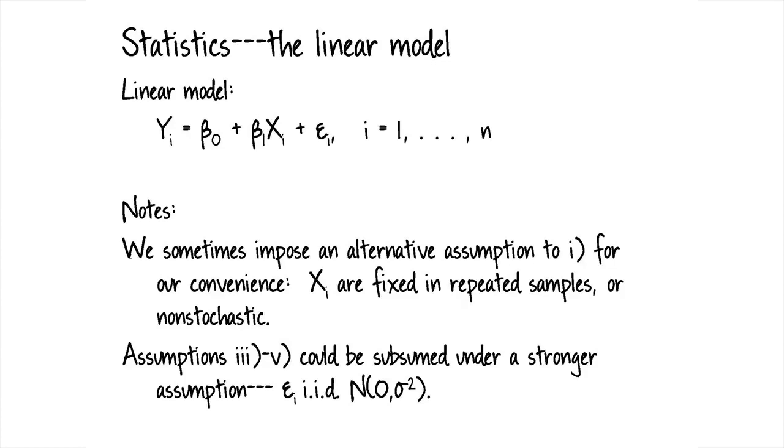And then the other note is that we had the 3 different assumptions on the error term, and all of those assumptions could be subsumed under one stronger assumption, that the epsilons are IID normal 0 sigma squared. Okay? So sometimes, especially when we talk about inference, we'll impose that assumption. Again, that assumption is not necessary for almost anything that we do in linear regression, but sometimes it's convenient. It makes the proofs easier and more elegant, I guess.